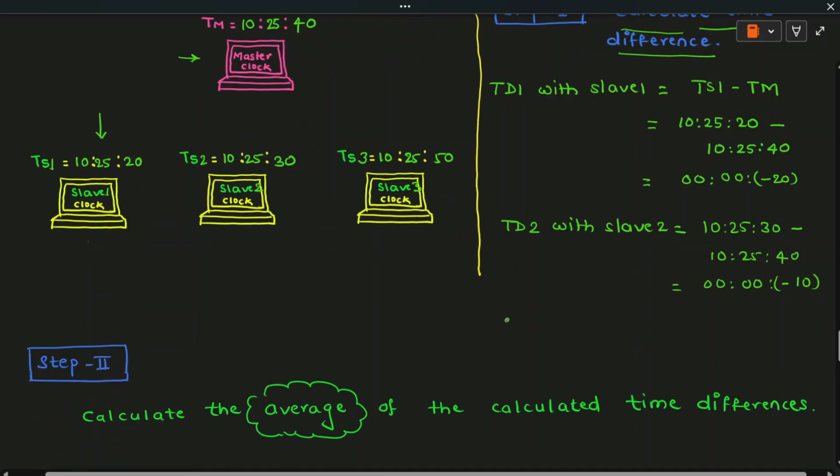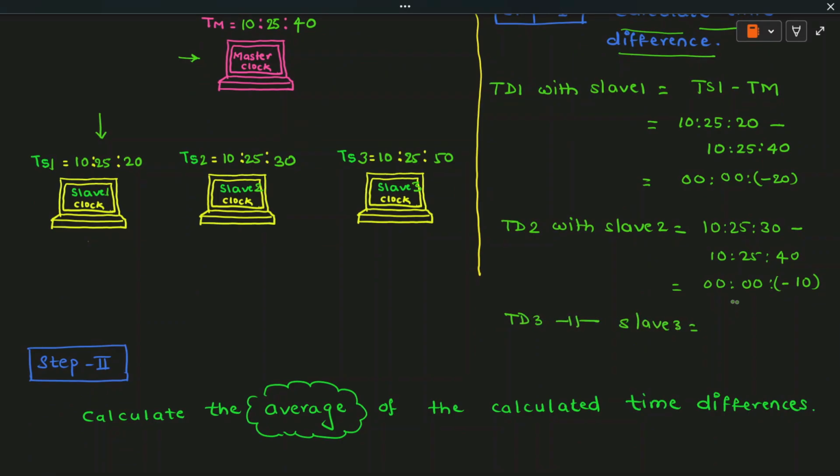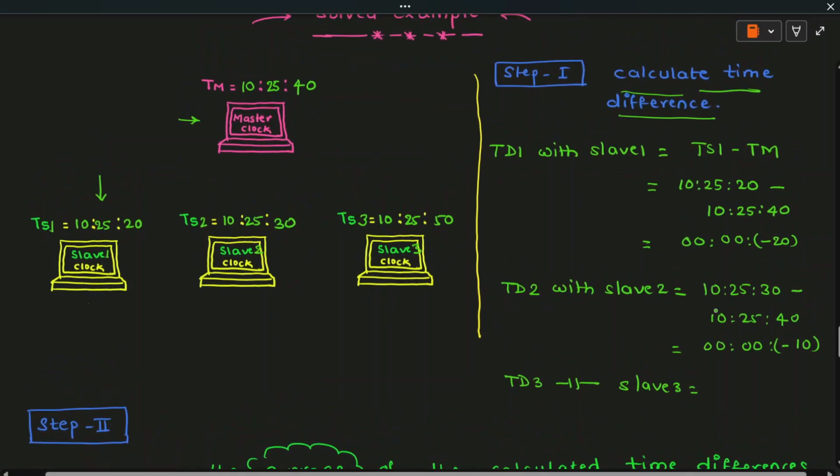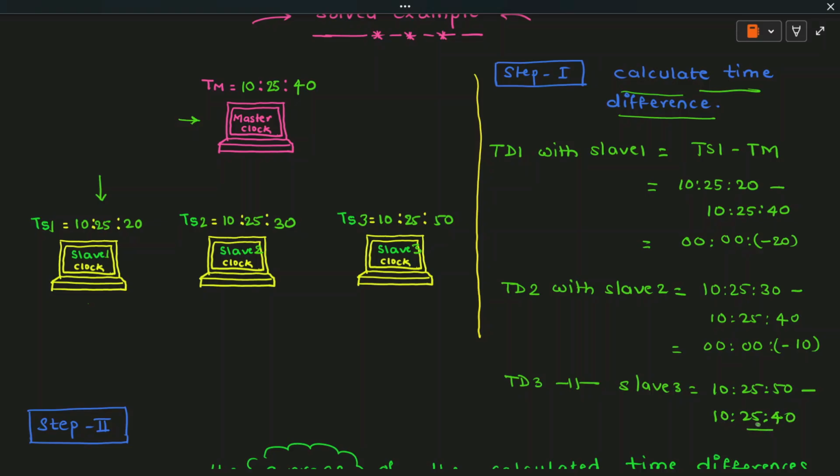For the TD3 calculation, let us calculate TD3 with slave 3. It is equal to 10 hours 25 minutes 50 seconds minus 10 hours 25 minutes 40 seconds, the slave's time minus the master's time. It will be 0 hours 0 minutes and 10 seconds. So we got the TD1, TD2 and TD3 values.